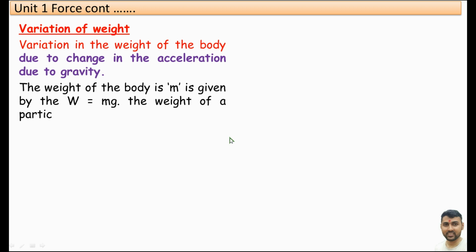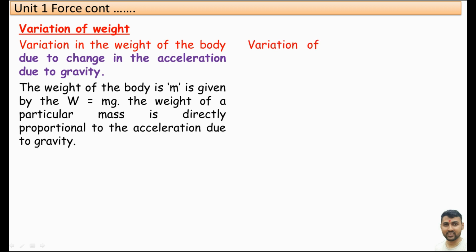First of all, change in the weight of the body due to change in the acceleration due to gravity. As you know, weight W is equal to mg. The weight of a particular mass is directly proportional to acceleration due to gravity.